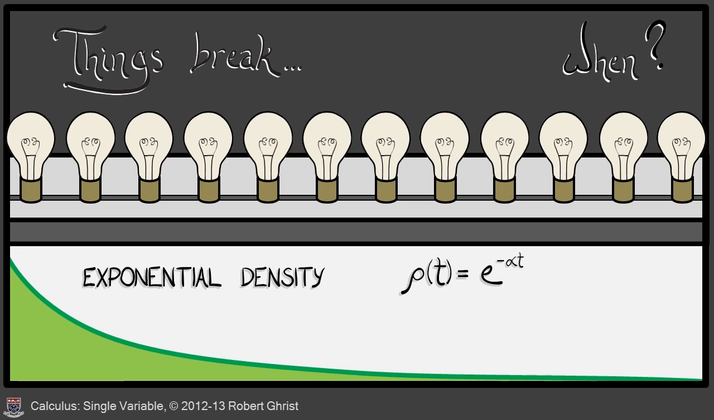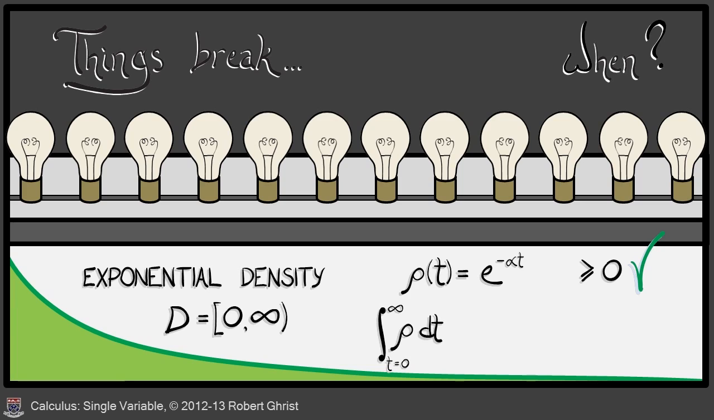This would be a function rho of t of the form e to the minus alpha t, let's say, where t is time and alpha is some positive constant. Is this a PDF? Well, it is certainly satisfying the first criterion. It is non-negative. As for the second criterion, let's specify a domain D for the time as 0 to infinity. Then, in this case, what would the integral over this domain be?